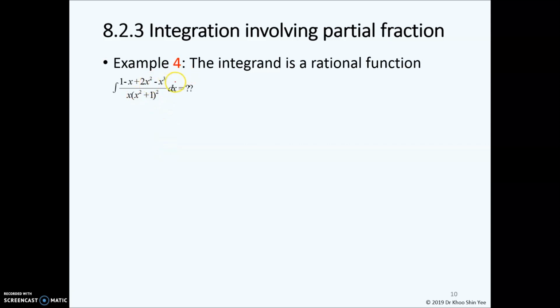Let's try with example 4. So you can see a very complicated rational function here. So we solve it step by step. First of all, you check the highest degree here is 3. And the highest degree here, be careful, is not 3. Because of the 2 here you have to square. This is x to the power 4 multiply x. Here the highest degree is 5.